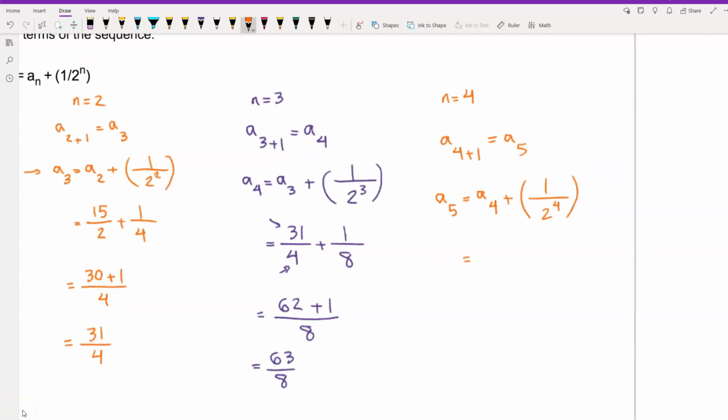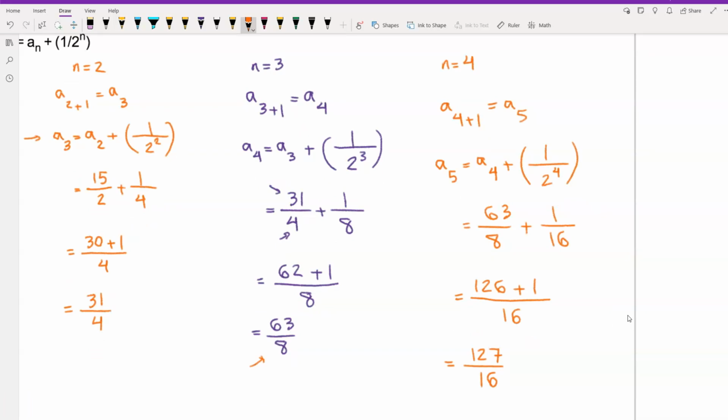Now in this part n is equal to 4. And here we want to find a sub 5. So what we have here, instead of n, use 4. So a sub 4 plus 1, that is equal to a sub 5. And a sub 5 is equal to a sub 4 plus 1 over 2 to the 4th power. And a sub 4 from this part is 63 over 8 plus 1 over 16, and that is equal to, here the denominator 16, and here multiply by 2, both numerator and denominator, and then add 1. So a sub 5 is equal to 127 divided by 16.